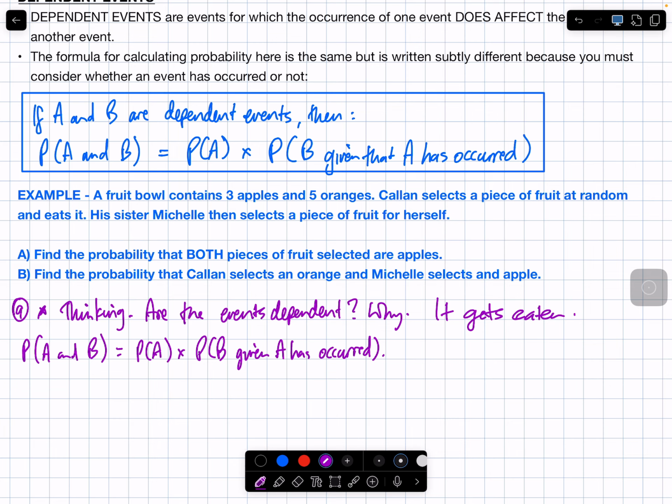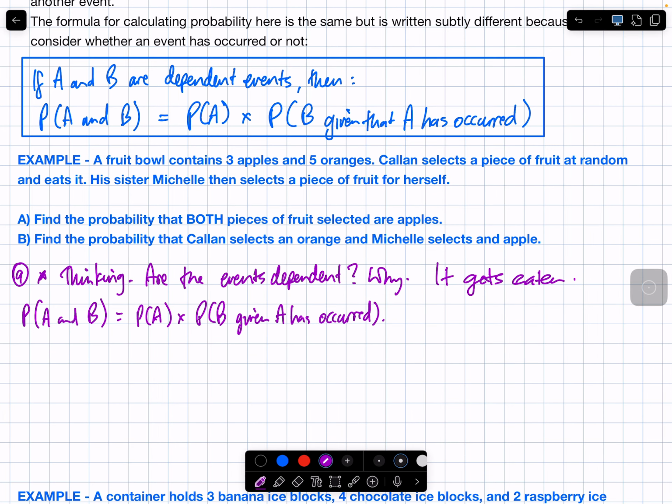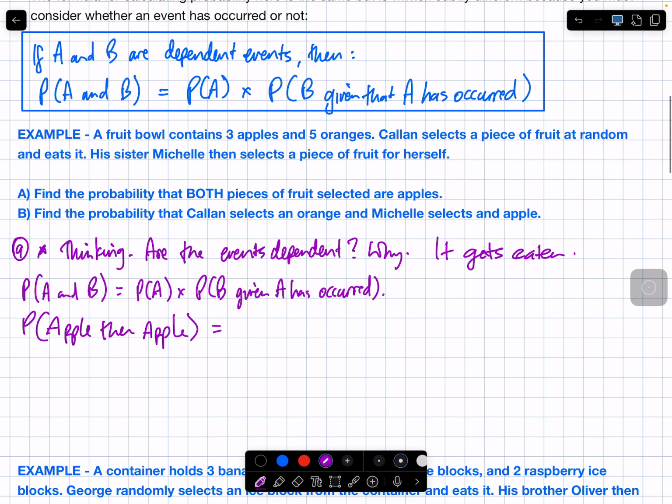So probability of A and B. How do we answer A? Probability of apple, then apple. What's the probability of Callan getting the apple? How many pieces of fruit are there in the fruit bowl to start off with? 8. And what's his chance of getting an apple? 3 over 8.